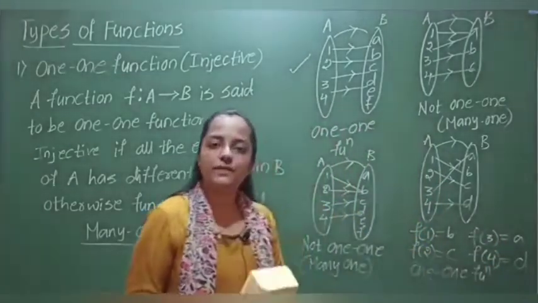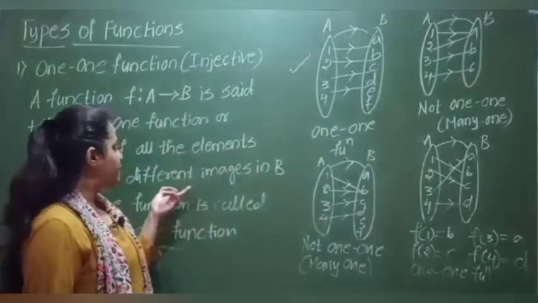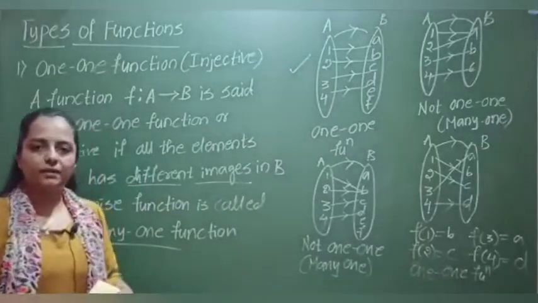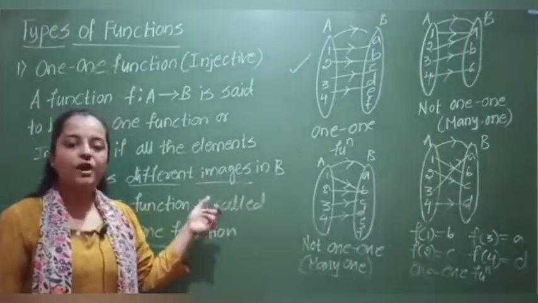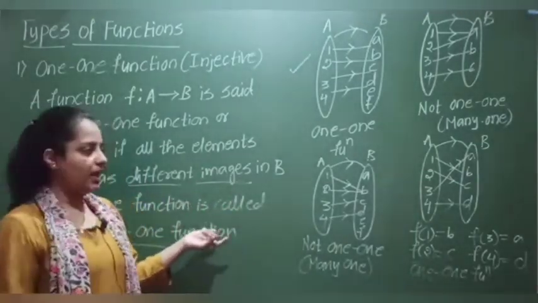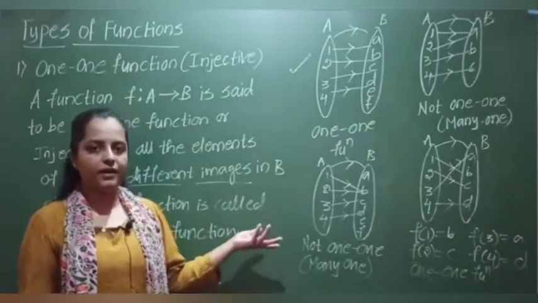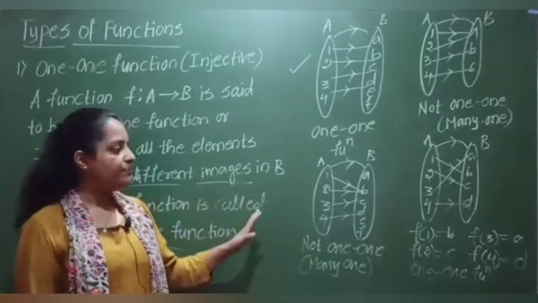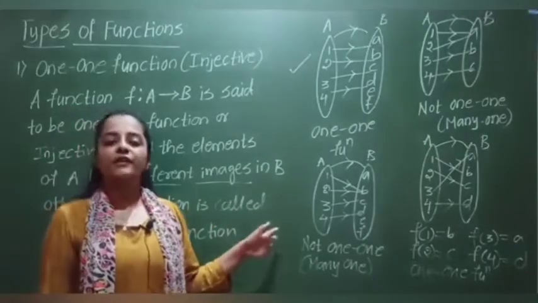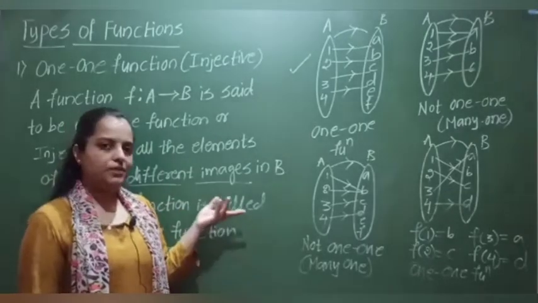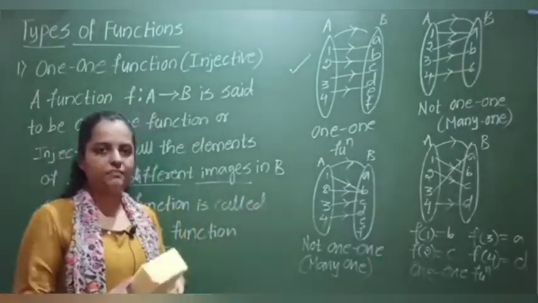All the elements of the set A are having different images. All the elements of the set A should have different images in the set B, or all the elements of the domain are having different images in the codomain. That time the function is said to be a 1-1 function. So we have to express this mathematically. So how to express this 1-1 function mathematically?